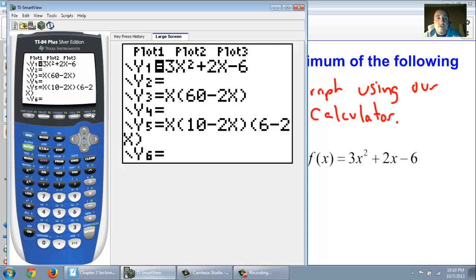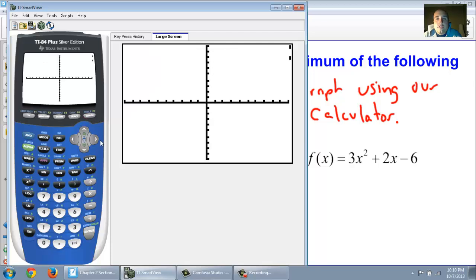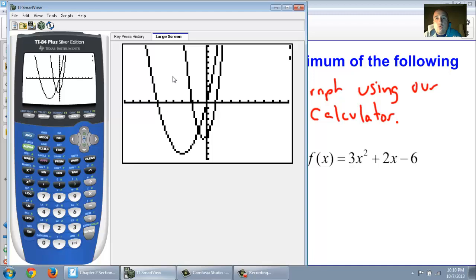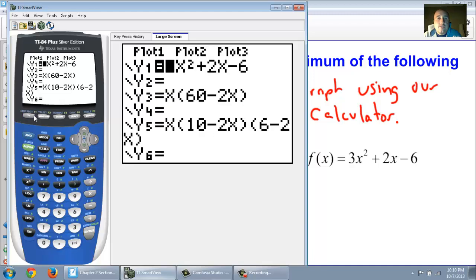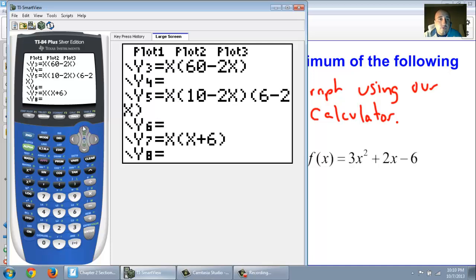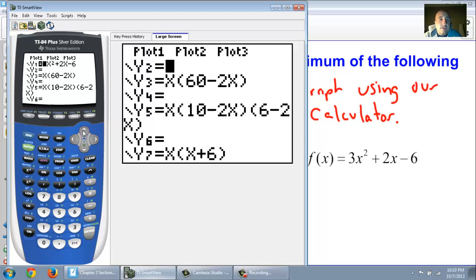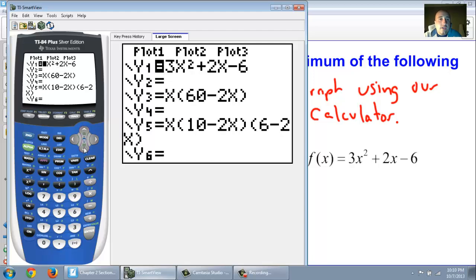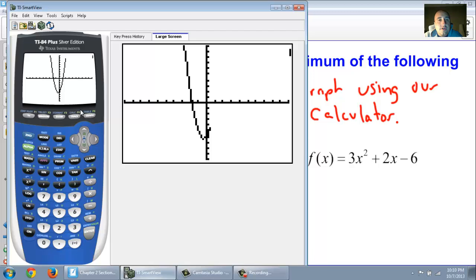When I hit graph, we notice that it's a parabola, and sorry, I got too many turned on. I need to go down here and turn a couple of these off. This very last one is turned on, so I'm going to turn that one off by hitting enter on the equal sign. The only one that should graph now is the very top one, the one with the equal sign that is highlighted. I'm going to hit graph again. There it is, there's my parabola.